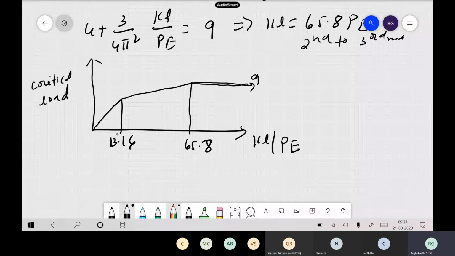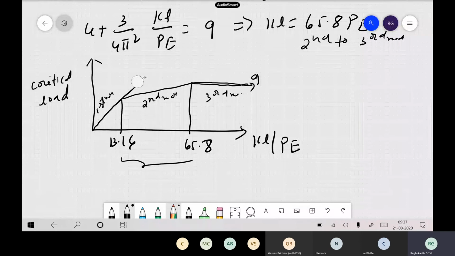So if your foundation stiffness is here, this is the first mode, this is your second mode, and this is your third mode. What happens when your column has 13.16 to 65.8? Your first mode load will be much higher. Which means the second mode load is very low, so automatically, you followed, it buckles in the second mode itself. So this is a very important observation.